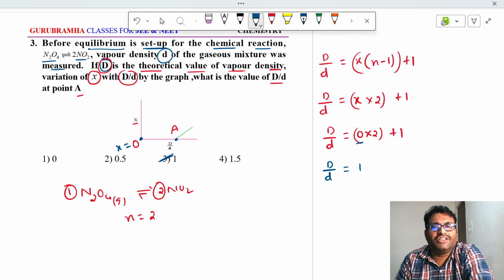So that is all with the relation between vapor density and degree of dissociation. So let's wind up this session and we shall meet in another class with a new topic.